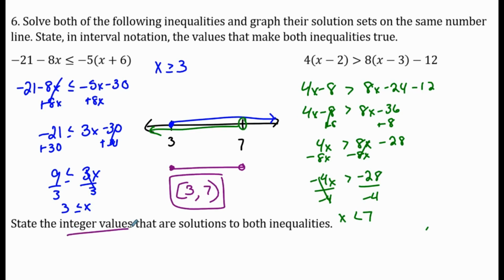State the integer values. Well, what are the integers? Well, does 3 work? Yep. Does 4? Yep. 5, 6. Does 7? No, 7 doesn't work because it's got that open circle for this one. It works for the blue, doesn't work for this one. So 3, 4, 5, and 6 are the integers that work for both.